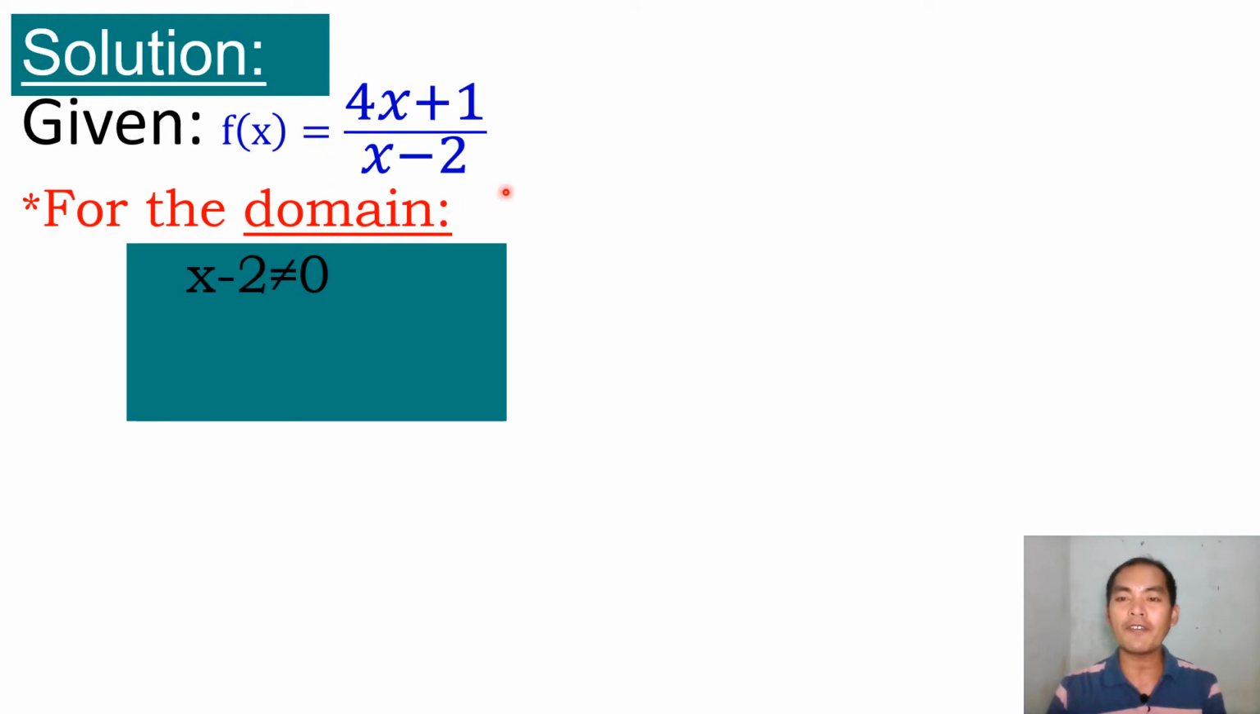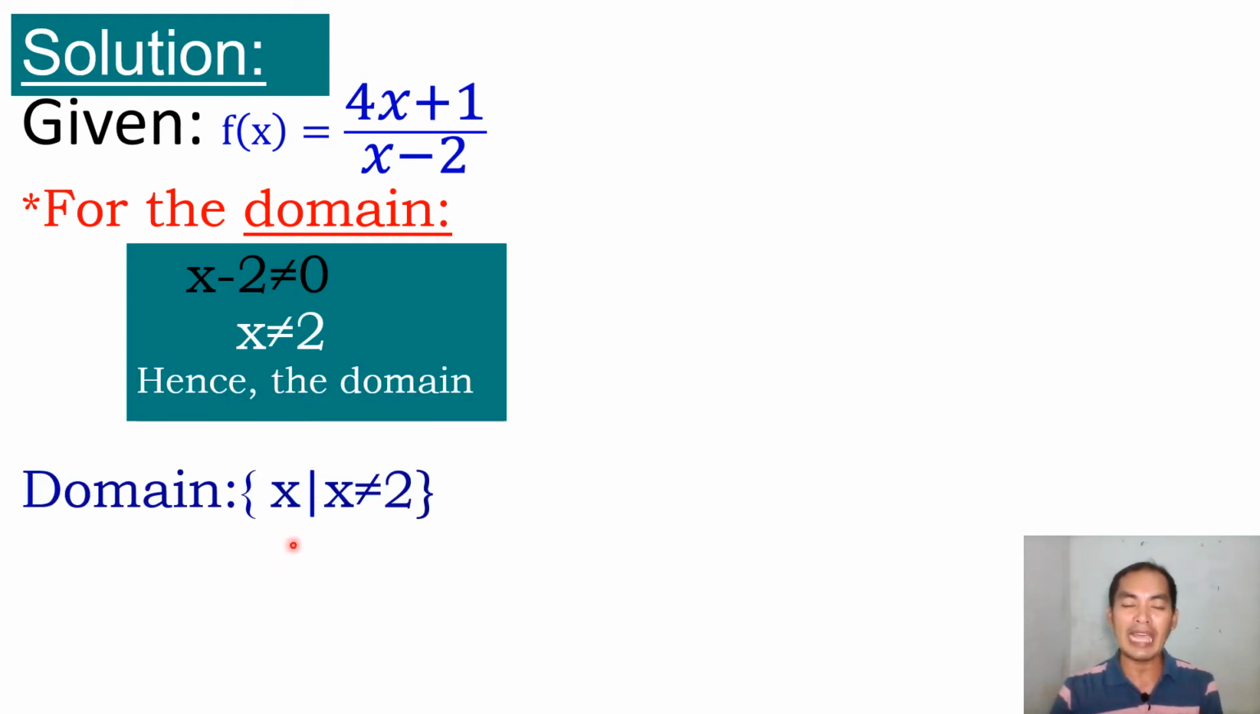Take note, our reference for the domain ay lahat ng terms na nasa denominator, you equate it to 0. Kung hindi na siya factorable, so you solve for x for the denominator, and that's the restricted value of the domain. That's also what we call the vertical asymptote. So we have x is not equal to 2. Therefore, for the domain we have the set of all x such that x is not equal to 2.